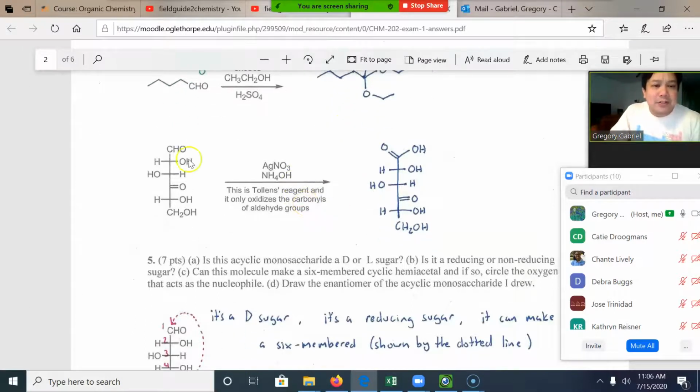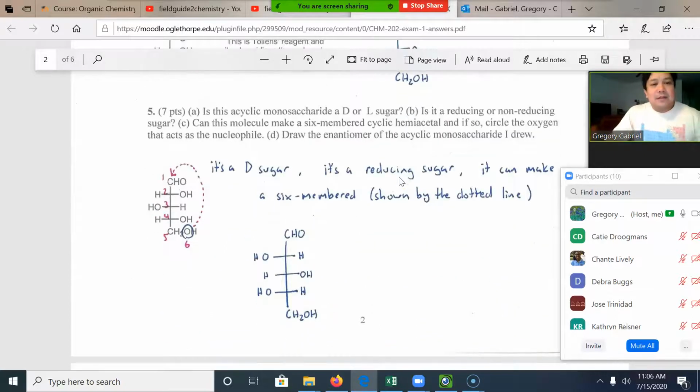This is Tollens reagent. You just convert the aldehyde into carboxylic acid. To make this a 6-membered ring, you don't use this oxygen, because the 6 atoms are this 1, 2, 3, 4, 5, and the oxygen is part of the ring. So this is atom number 6. So you can make a hemiacetal by using oxygen, which I consider atom 6, attacking atom 1.